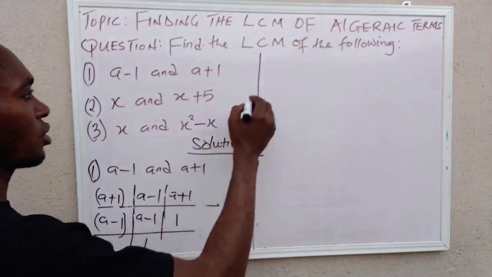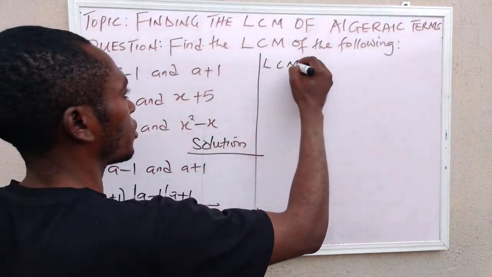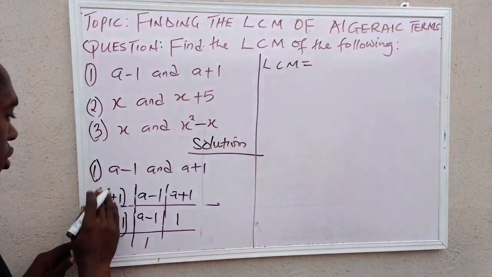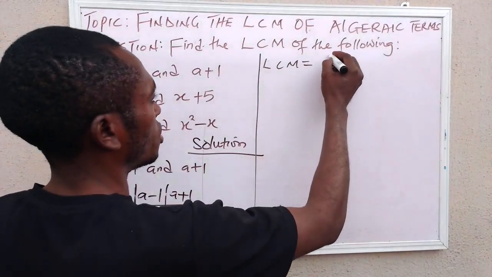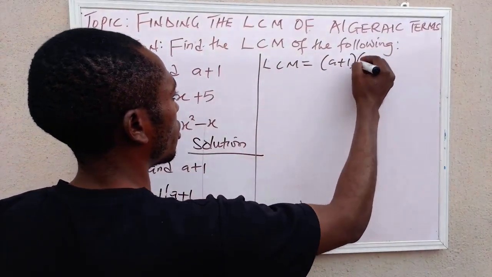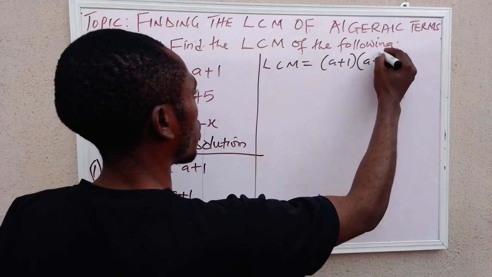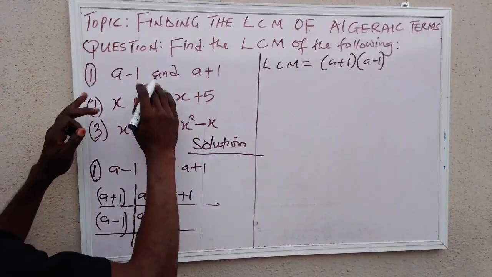It means that the LCM is going to be equal to these multiplied by each other. So a plus 1 multiplying a minus 1. This is the LCM for this first one.